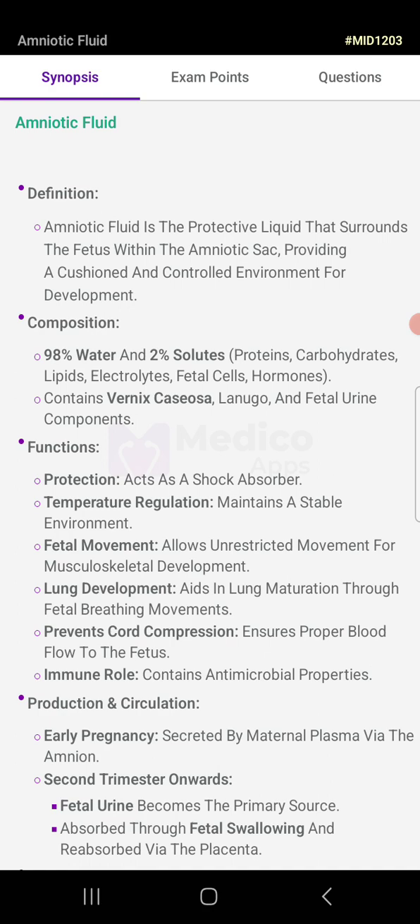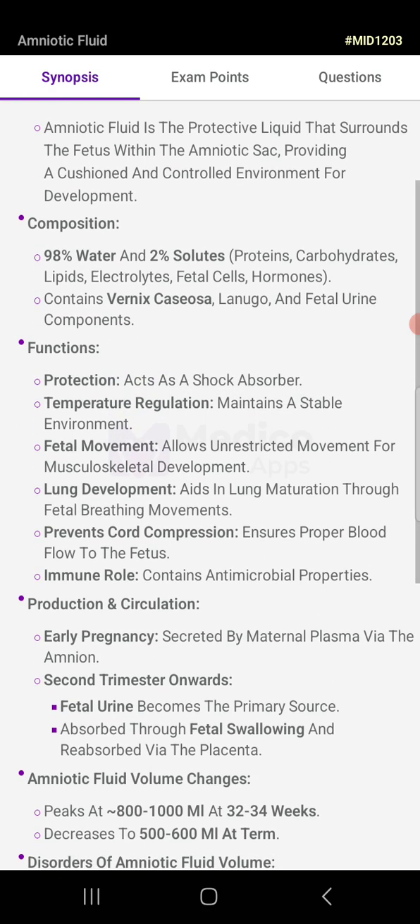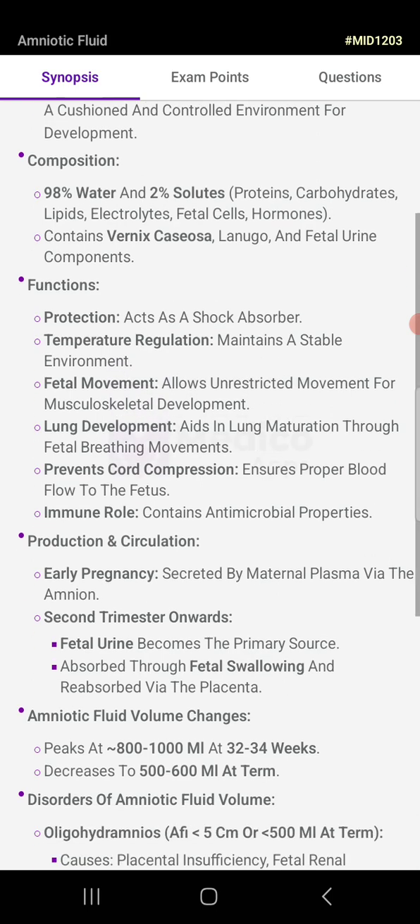Functions. Acts as a shock absorber. Temperature regulation: maintains a stable environment. Fetal movement: allows unrestricted movement for musculoskeletal development. Lung development: aids in lung maturation through fetal breathing movement. Prevents cord compression and ensures proper blood flow to the uterus. Immune role: contains antimicrobial properties.